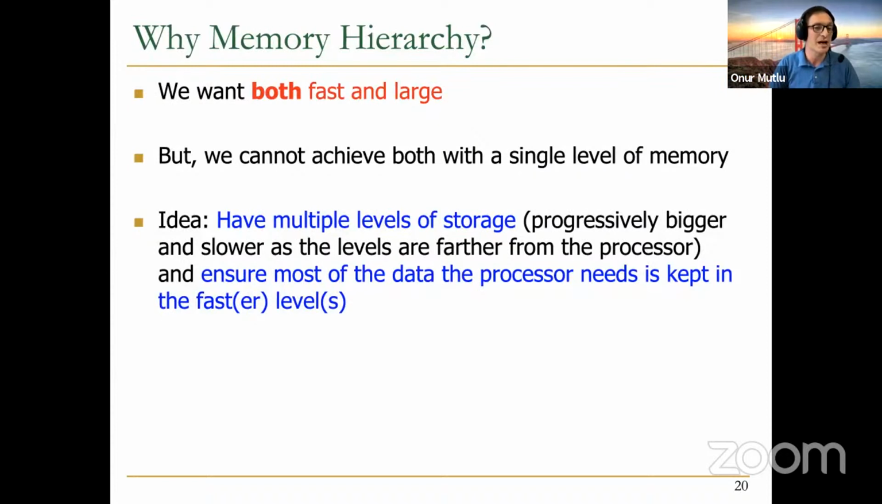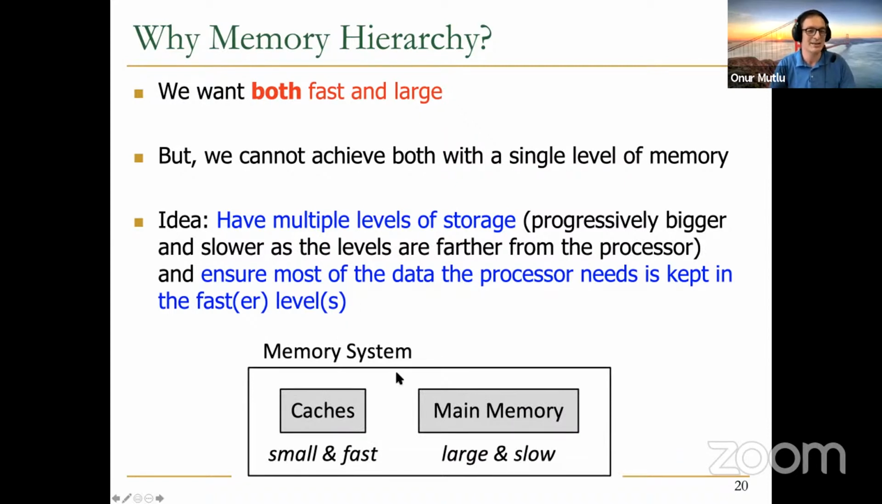Then the question is, of course, how do you achieve this, basically? Clearly, having multiple levels of storage is easy, but how do you ensure most of the data the processor needs is kept in the faster levels? And that requires a lot of interesting innovations and ideas and algorithms to build caching mechanisms, prefetching mechanisms, and other memory hierarchy management mechanisms that we're going to talk about and introduce in this lecture and the next. But clearly, there's a lot of research that has been done in this area for more than 50 years, and we're not going to be able to cover all ideas.